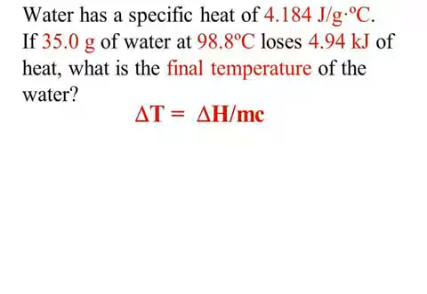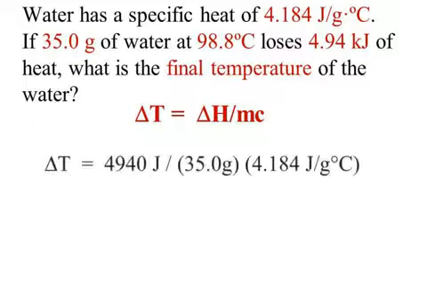First, you're going to solve for delta T. To find the final temperature, since the water starts out at 98.8 degrees, and it's going to lose energy, its temperature is going to drop. So we first need to find the change in temperature. So delta T is delta H divided by m c.